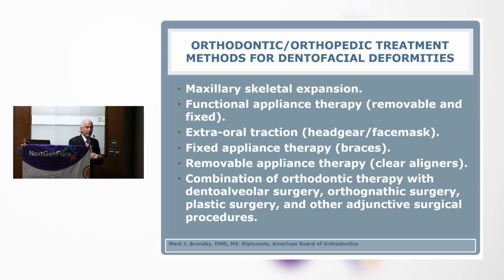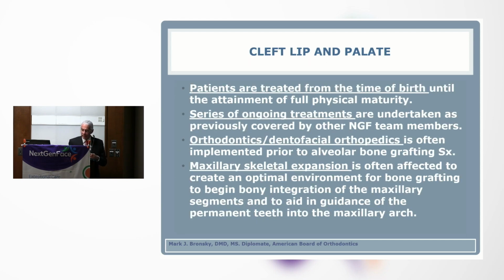For orthodontic and orthopedic treatment, we as orthodontists use maxillary skeletal expansion significantly. We also use functional appliance therapy, both fixed and removable. We use extraoral traction, commonly called headgear, or if it's reverse pull for the class 3 cases, we use face mask. Fixed appliance therapy, also known as braces, removable appliance therapy, clear aligners, and a combination of orthodontic therapy with dental alveolar surgery, orthognathic surgery, plastic surgery, and other adjunctive surgical procedures.